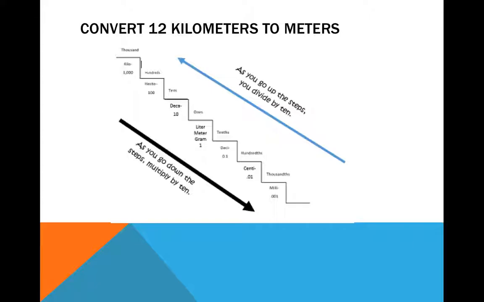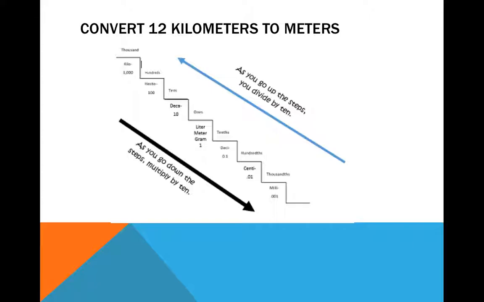This is how we convert as we move through the metric system, and I'm just including this in the notes because we'll actually refer back to this when we get into converting within the metric system. But as you can see here, if you start right in the middle, you've got liter, meter, gram. That's your base unit, whatever you're measuring with. And you can see the arrow on top, the blue one. It says as you go up the steps, you divide by 10, right?